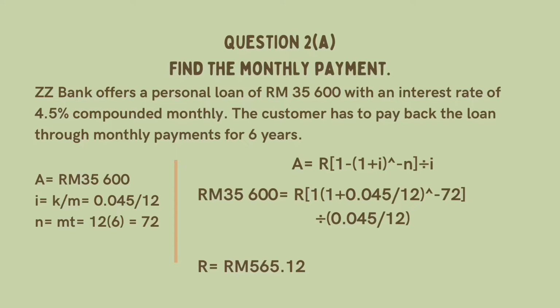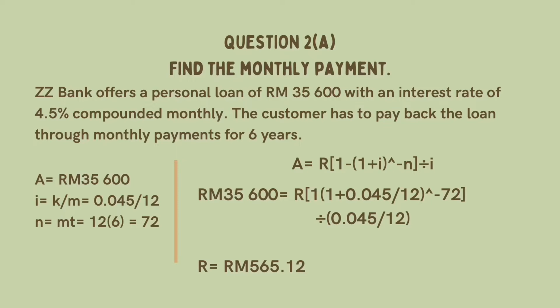For this question, we need to use present value. The formula is A = R[(1 - (1 + i)^-n) / i]. The formula for i is k per m, which is 0.045 per 12, and the formula for n is mt, which is 12 times 6, which will be 72. Now we will add in the numbers.